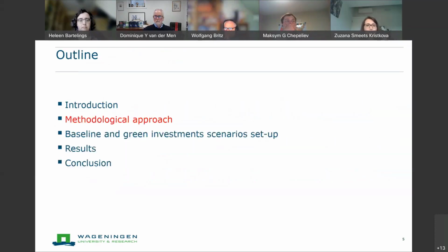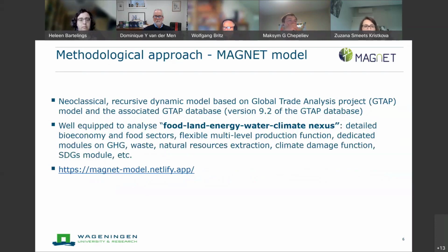Let me move to the methodological approach. We are using the MAGNET CGE model, which is based on the GTAP model and associated database. MAGNET is well equipped to analyze the so-called food, land, energy, water, climate nexus because it has various interesting features. For example, a very detailed structure of bioeconomy sectors and also food and nutrition sectors. It has a flexible production function, or production tree, which allows that for a different product type of technology, we use different nests and different types of inputs.